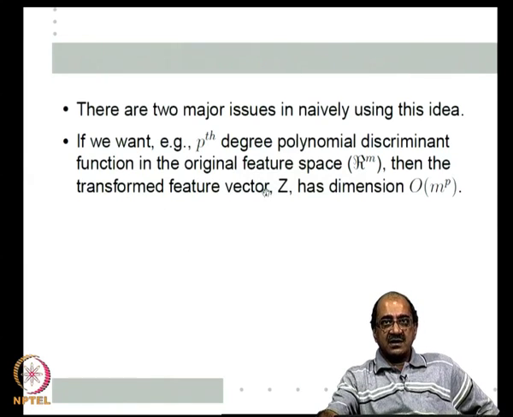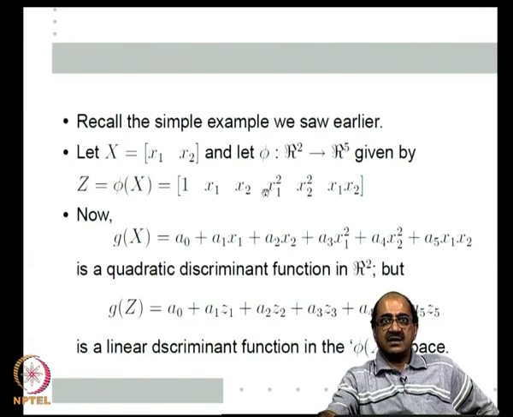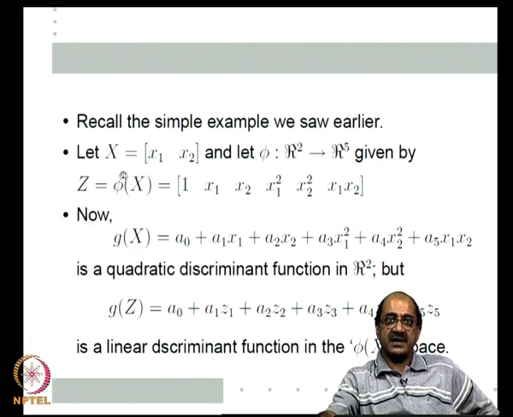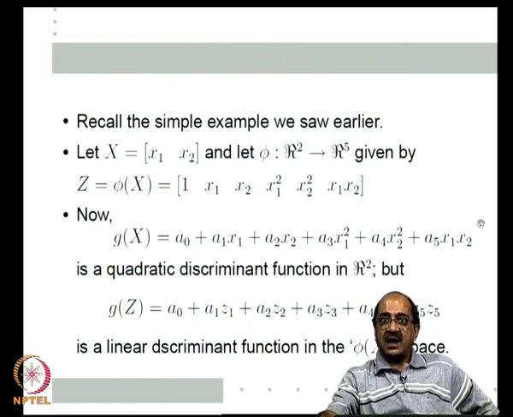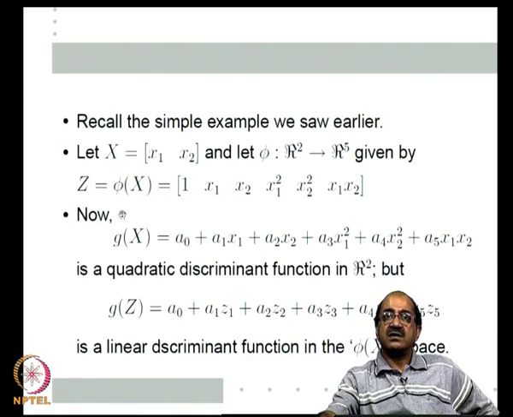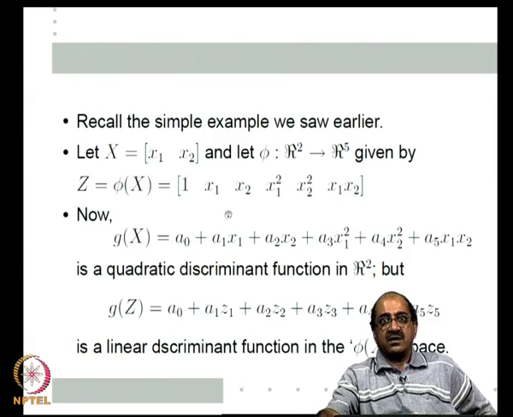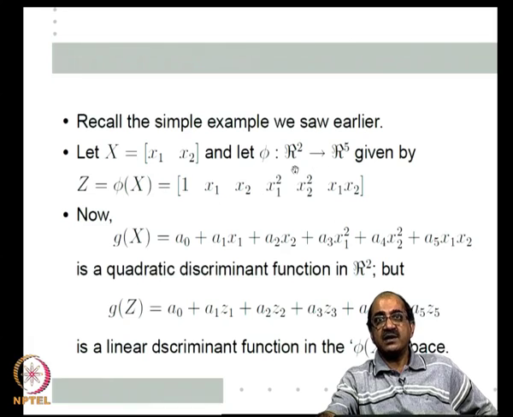So, even in the quadratic case, I have taken 2, but if I have got let us say a 100 dimensional vector, which is not very uncommon in pattern recognition, then I will have of the order of 100 square components in z, that is 10,000. On the other hand, if I want a cubic discriminant function up to third degree polynomial, then I would not have 10 power 4, but I would have 10 power 6 components in z, a million components in z, instead of being 100 components in z.